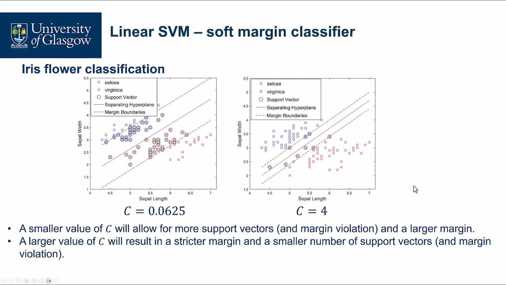When the value of C becomes infinity, here is the question: what will the soft margin classifier become? Consider C is infinity, so this means the penalty term becomes infinitely large, right? Then, in this case, the soft margin classifier becomes the hard margin classifier, so no margin violation is allowed.